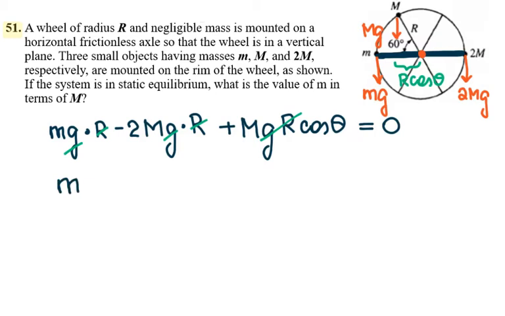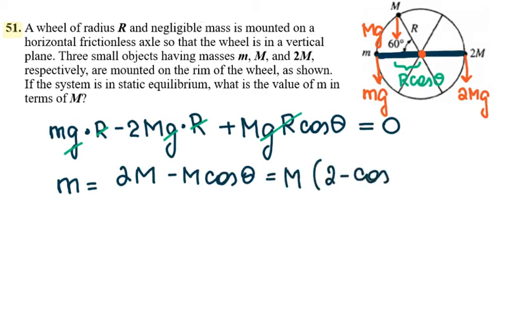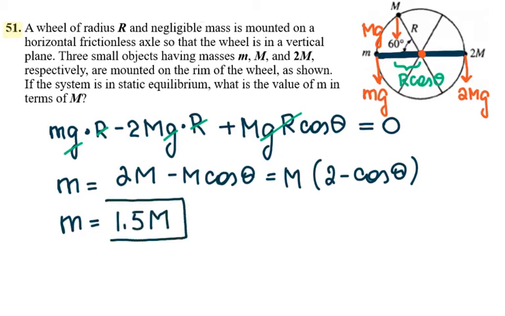So m is equal to 2m minus m cosine theta. Or it's the same as m times (2 minus cosine theta). So m is equal to 1.5 times the mass that they ask you, in terms of that mass, to find what little m is equal to.